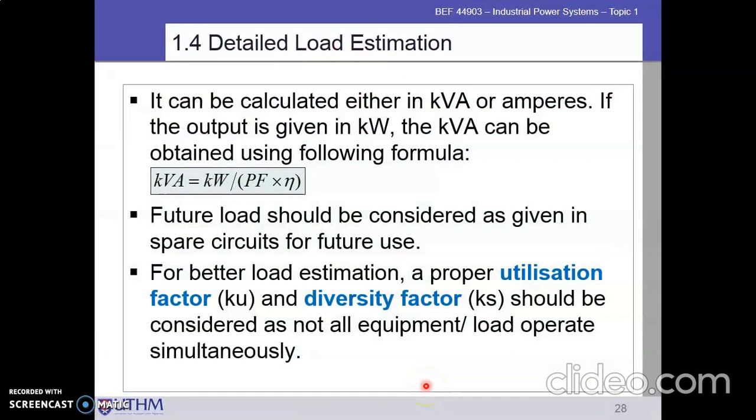Okay, next is detailed load estimation. It can be calculated either in kVA or amps. If the output is given in kW, the kVA can be obtained using the formula. kVA is S, apparent power, so it is equal to kilowatt, the real power, divided by power factor times N. This one is the factor.